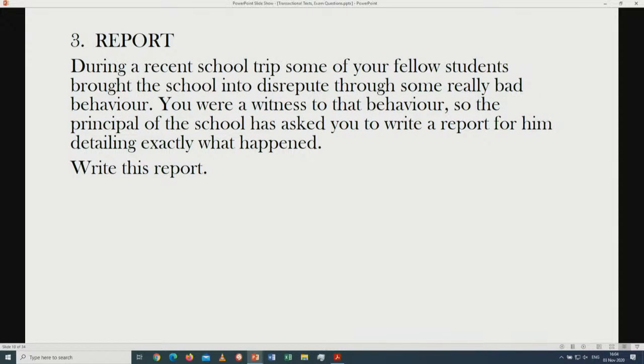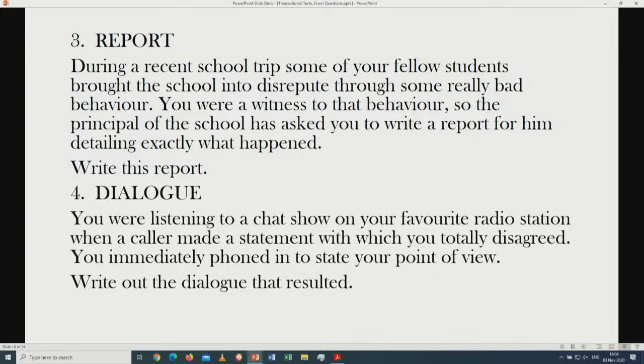Okay, report. Okay, on bad behavior on the part of some of your peers. Dialogue. Here's a phone call to your radio station, your favorite radio station, when somebody's annoyed you by making a statement with which you totally disagreed, and you phone in to give your point of view. So, a safe choice, this one. It would actually be great fun. Then you've got to work out with what statement you would disagree. Then you can give your own point of view, and you've got to make sure that you know to whom you're talking. In this case, you would not be talking to the person who made the statement. You would, of course, be talking to the chat show host. All right.